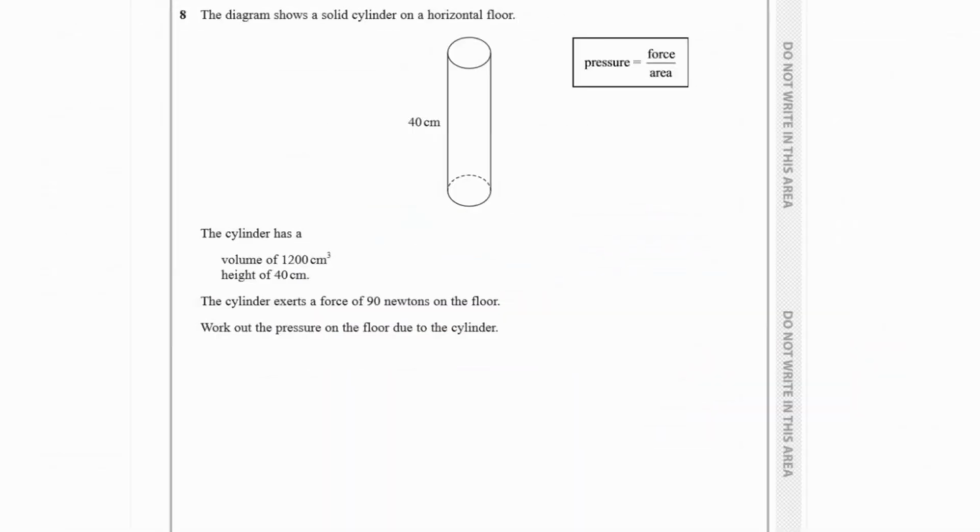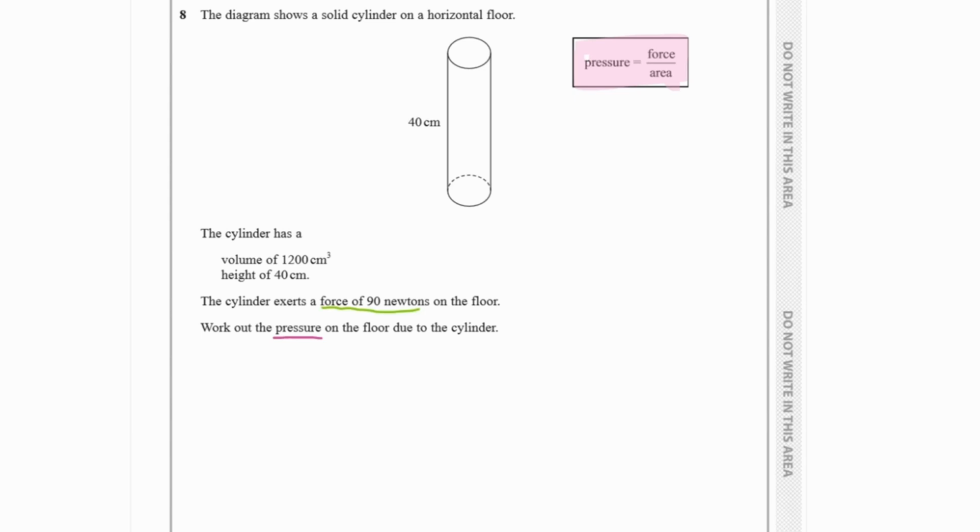Number 8. The diagram shows a solid cylinder on a horizontal floor. The cylinder has a volume of 1,200 centimeters cubed, height of 40 centimeters. The cylinder exerts a force of 90 newtons on the floor. Work out the pressure on the floor due to the cylinder. So here we've been asked to work out the pressure, and we have been given the formula for the pressure, which is force over area.